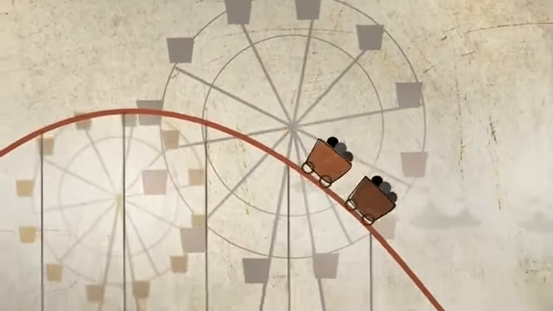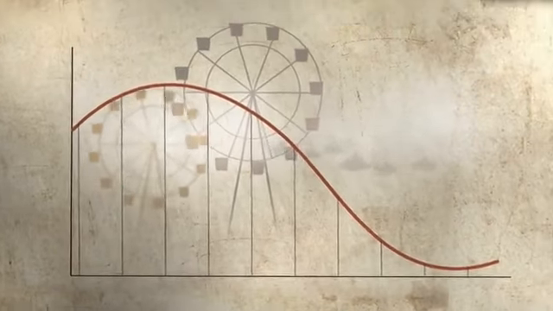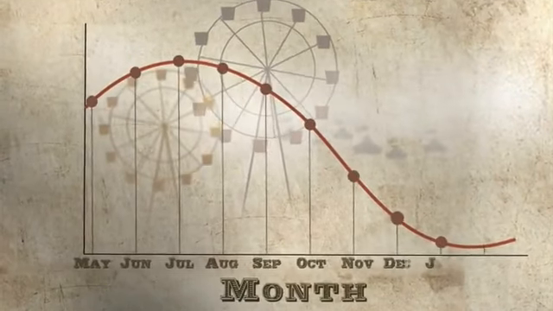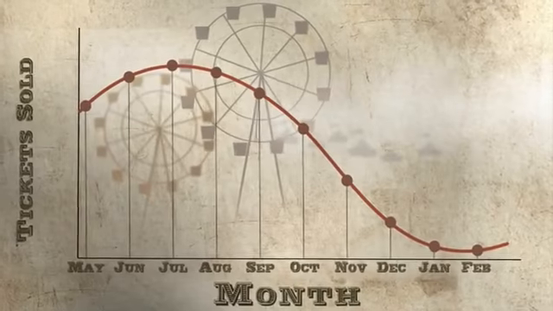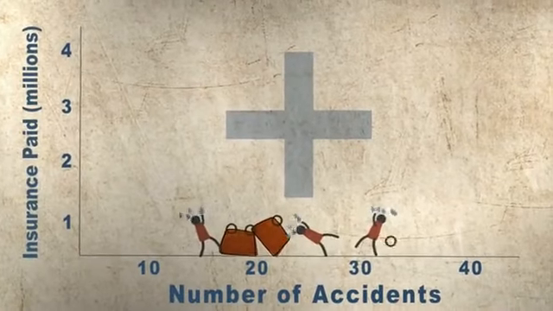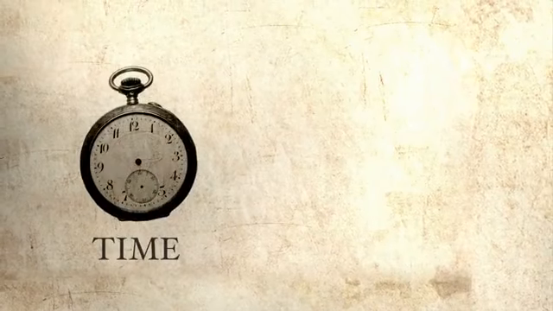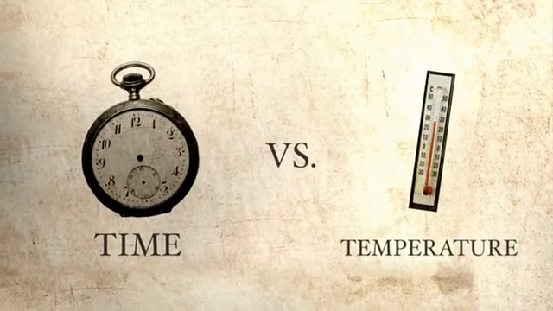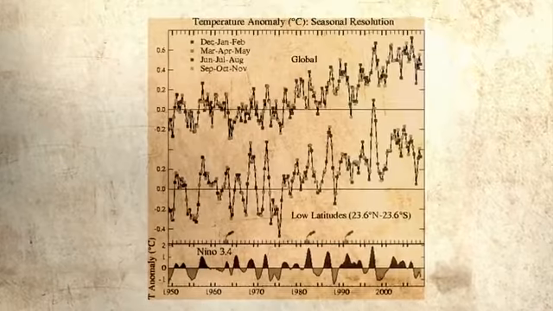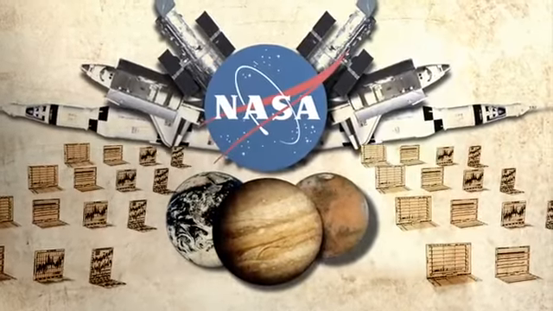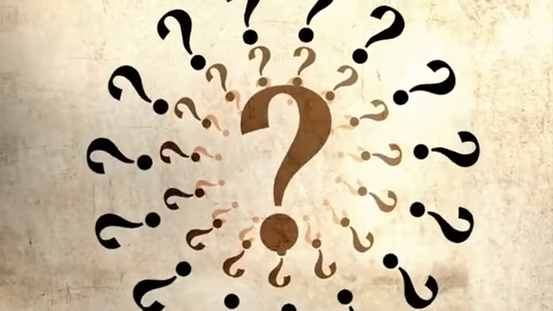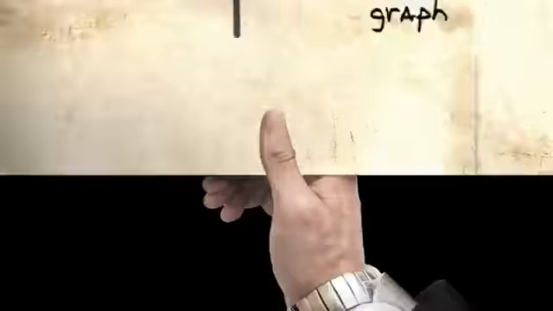Graphs are used every day to see relationships, from ticket sales to insurance claims. If you want to see how one thing relates to another, you can probably use a graph. And believe it or not, NASA has graphs for just about everything. So what's the big secret? Let's start from the beginning.